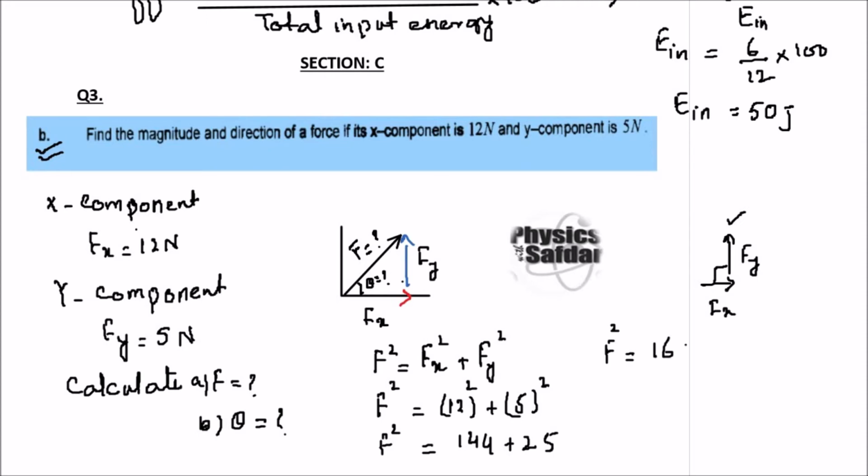169, and we need only F, so take a square root on both sides, so you will get the square root of 169, and finally the root of 169 is equal to 13. So that is the magnitude of the resultant force. Now you need to calculate the direction.